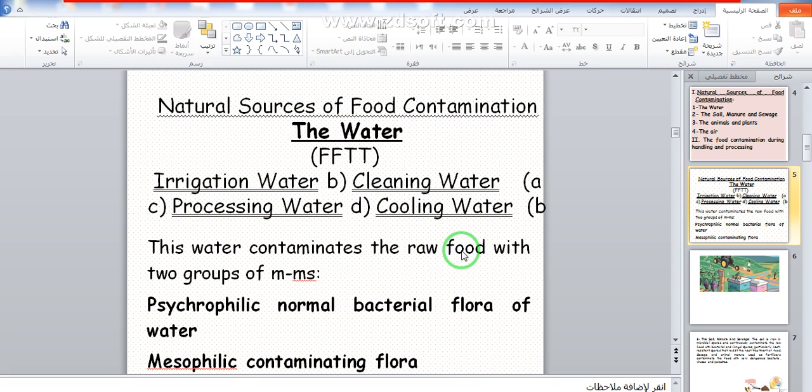So the psychrophilic normal bacterial flora of the river is responsible for food spoilage in the refrigerator because they are cold loving bacteria, while the mesophilic contaminating flora come from sewage or from wastewater, responsible for food-borne diseases or food poisonings.